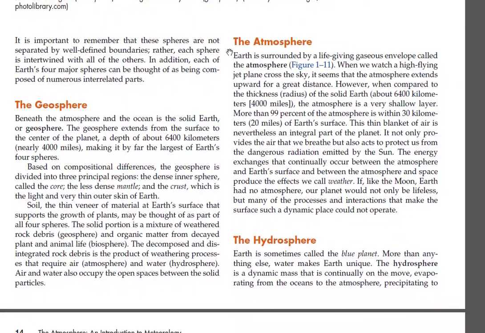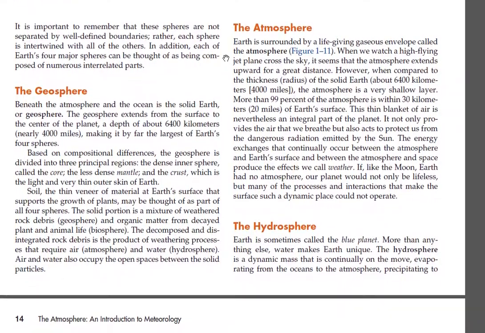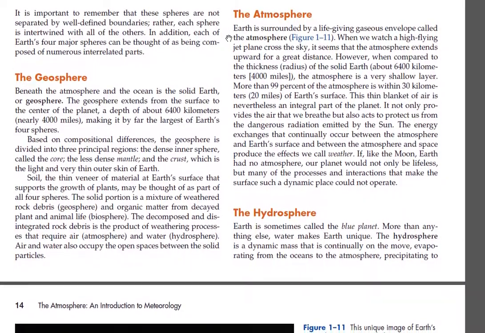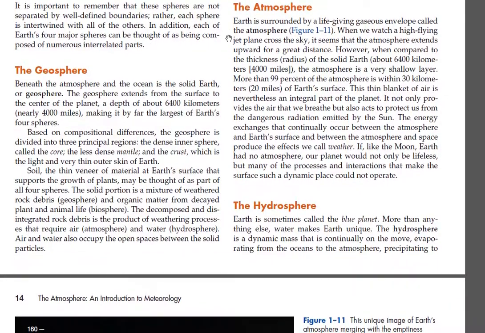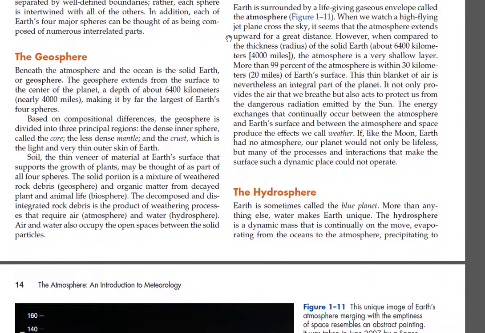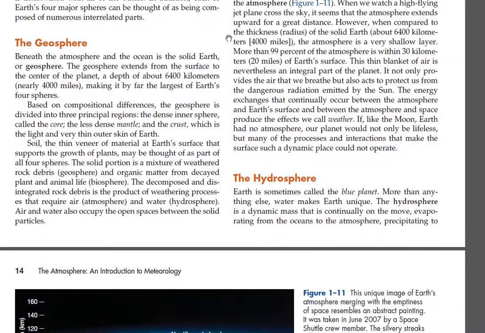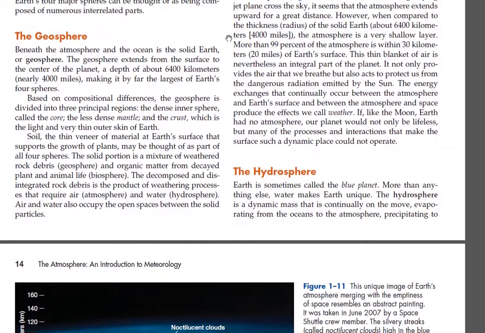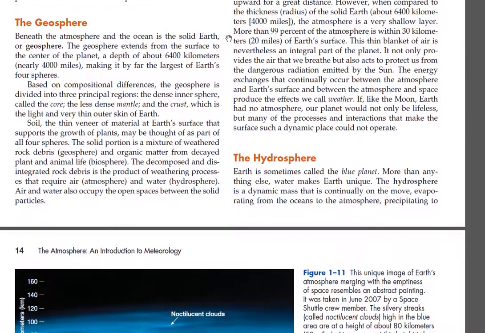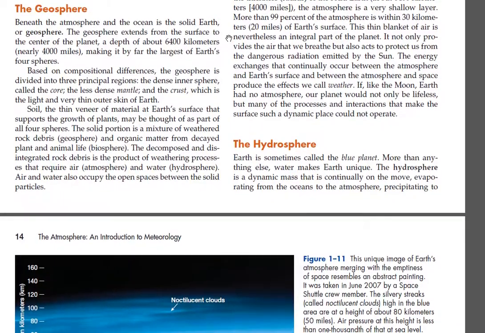The atmosphere. Earth is surrounded by a life-giving gaseous envelope called the atmosphere, Figure 1.11. When we watch a high-flying jet plane cross the sky, it seems that the atmosphere extends upward for a great distance. However, when compared to the thickness, radius, of the solid Earth, about 6,400 kilometers, 4,000 miles, the atmosphere is a very shallow layer. More than 99% of the atmosphere is within 30 kilometers, 20 miles, of Earth's surface.